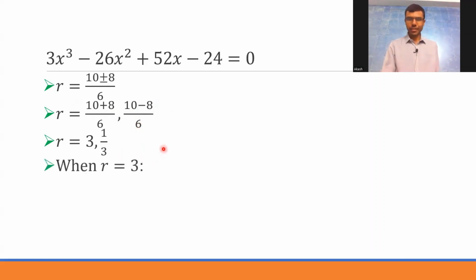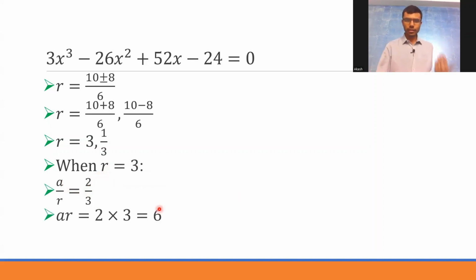Let's say when r is 3. See, what were my roots? If I ask you, what were my roots? My roots were a by r, a and ar, right? So my task is to get those three. I already know what a is. It's 2. I need to get a by r and ar. Now let's get started with a by r. When r is 3, my a is 2. I already know that. And r is 3. a by r is 2 by 3. And ar will be nothing but 2 into 3, which is 6. So therefore, my other two roots are 2 by 3 and 6.